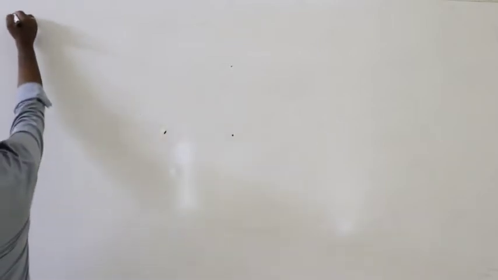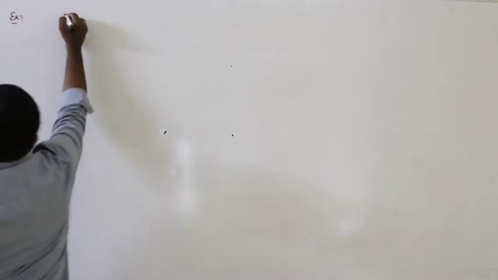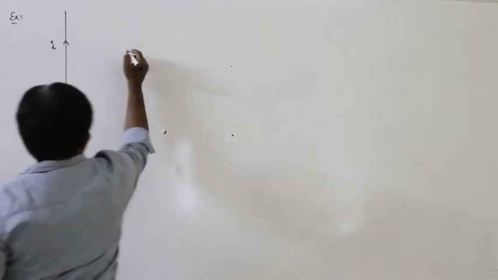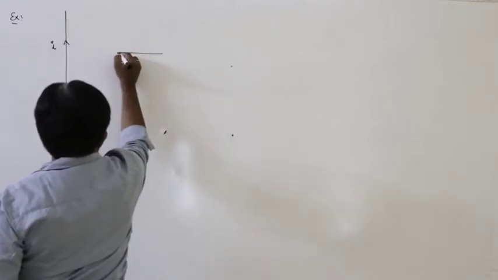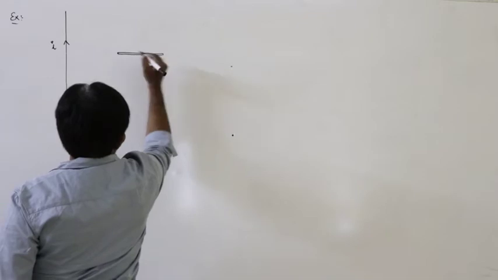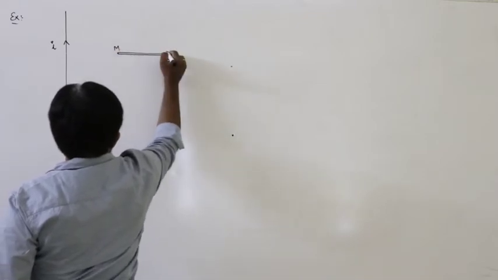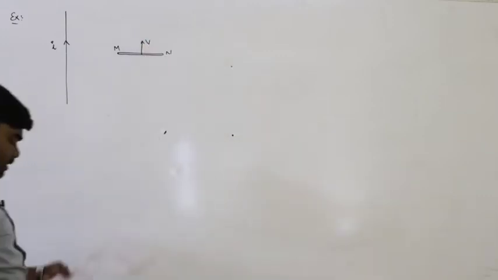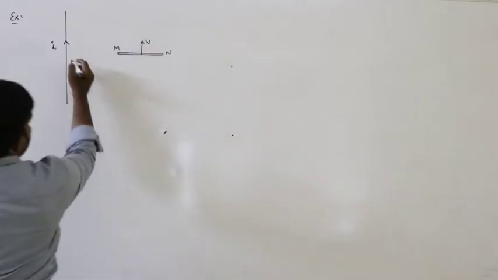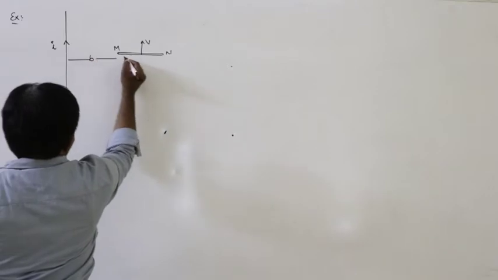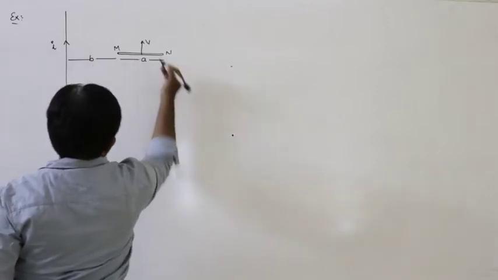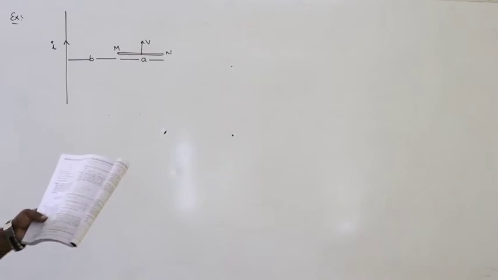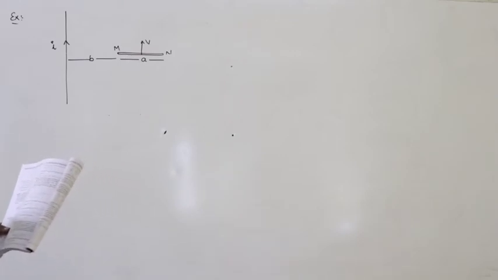Here, example problem. So this is the infinite current carrying conductor I, and this is the conducting rod MN. It is moving upwards with velocity v according to the given condition. The nearer end is at a distance b, and the total length is a. So that is the given situation.